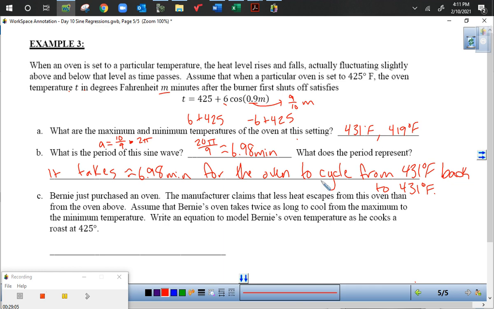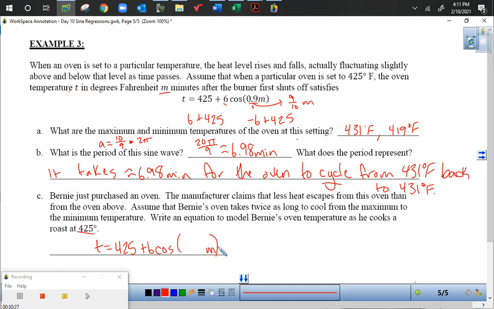So it says, write an equation to model Bernie's oven based on our last equation, since we're going to use 425 again. So we just decided that this 425 stays the same. Now, the 6 is based on the temperatures it fluctuates around, so that's not changing either. The only thing that's going to change here is the 0.9. Okay, so let's go ahead and write what we do know, and we'll just leave out the 0.9.